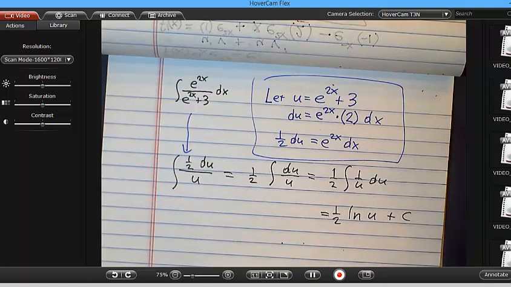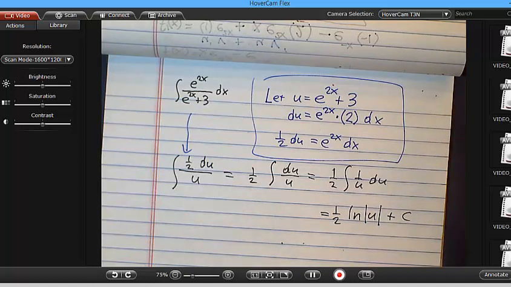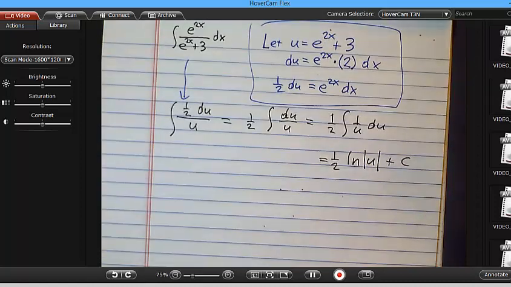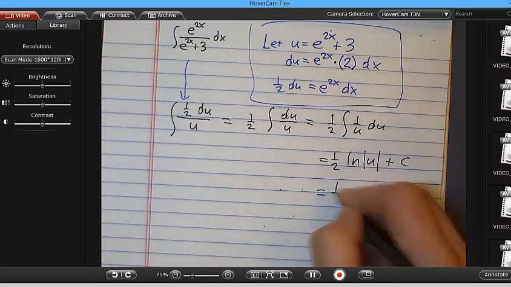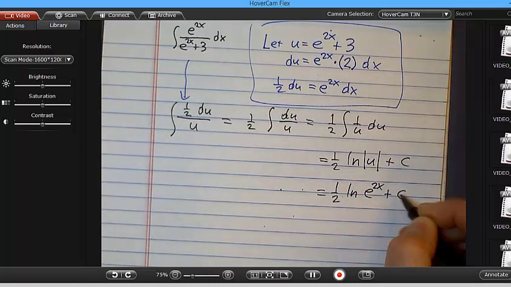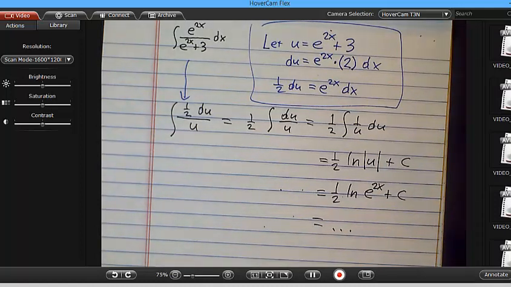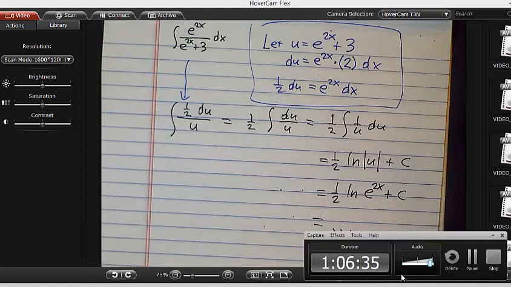Guys, I need to do one more thing to get this completely right. I told you this, but you've never practiced it. I need to put absolute value bars. Now it's completely right. So wait a minute. Oh, I'm over time. That's not fair. ln of e to the 2x plus 3, plus c. I'll finish it next time. I'm almost done. But at least you saw the substitution. Okay. Done. We'll finish it next time.